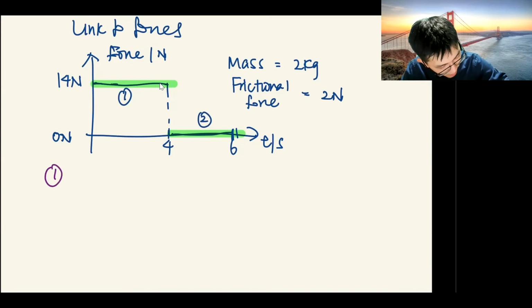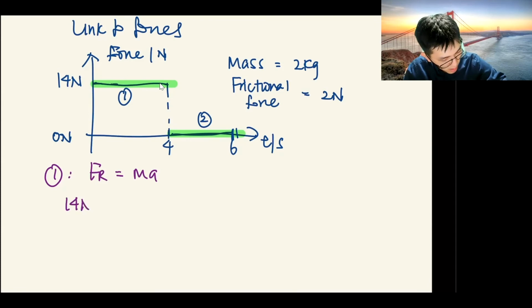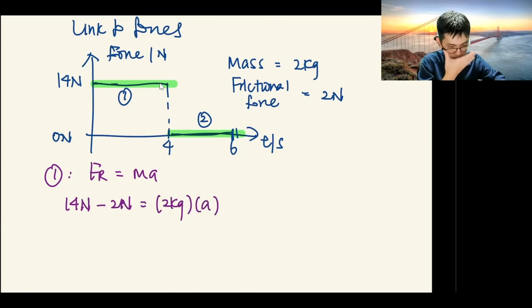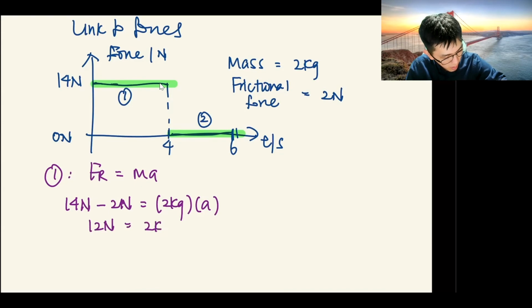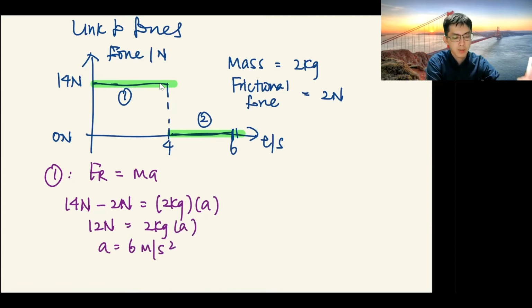In part 1, Fr equals ma. So I have 14 newtons minus 2 newtons equals 2 kg times a. Okay, so I will have 12 newtons equals 2 kg times a. a equals 6 meters per second squared. That's part 1. How about part 2?